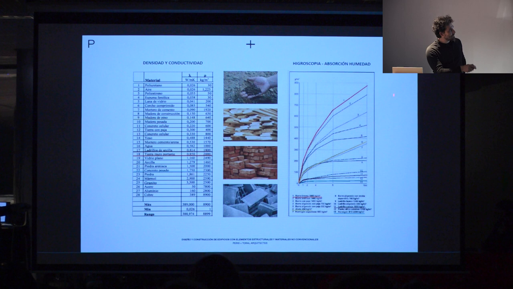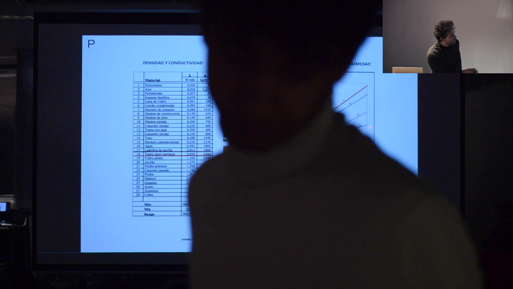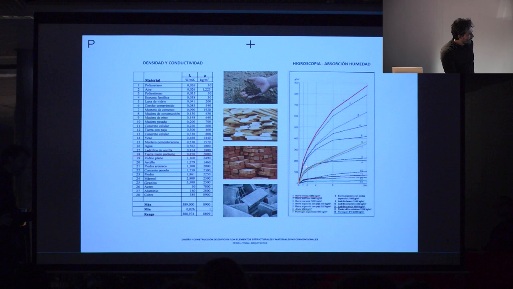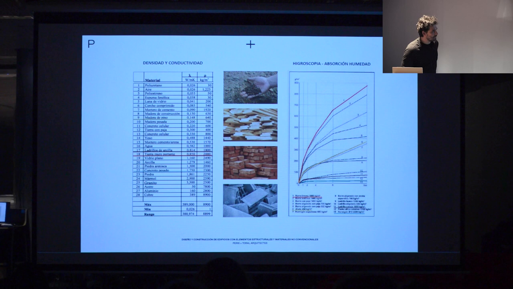But if we look at the same materials through hygroscopy, the worst is the concrete, then the brick. Both of them are not very good at moisture regulation. Then we have the timber, which is quite good, but the earth is more than double in regulating the humidity of the space. So that's why we choose the earth.